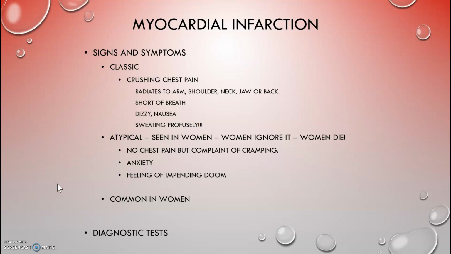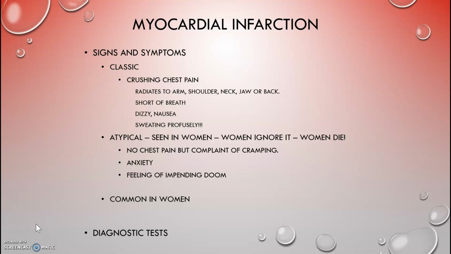Atypical is seen in women more, and women ignore it. And this is why women die. They don't have chest pain, but they might have cramping, and they think it's some sort of GI thing. They might be anxious. They might just not feel well. And they might have a feeling of impending doom. Now, sometimes women will present classically, but not very often. So we have to make sure that we educate women on how to know the signs and symptoms.